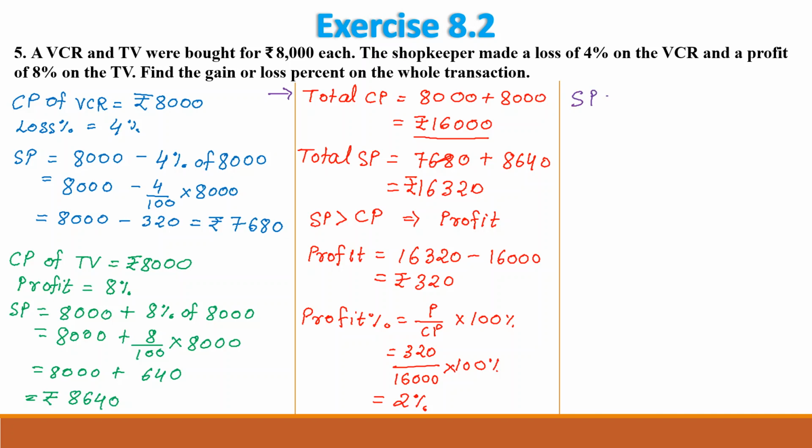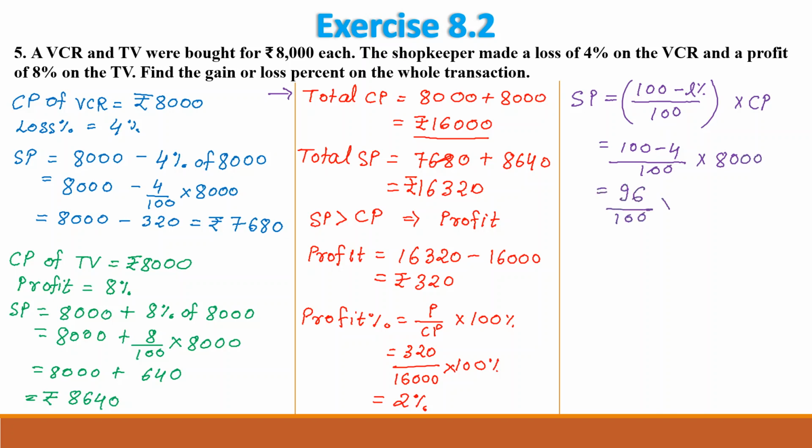So the formula for calculating selling price was (100 minus loss percent) by 100 multiplied by cost price. Since in the first case there was a loss, it will be (100 minus 4) by 100 multiplied by 8,000, and it gives 96 upon 100 into 8,000, and when you simplify this you will get 7680.